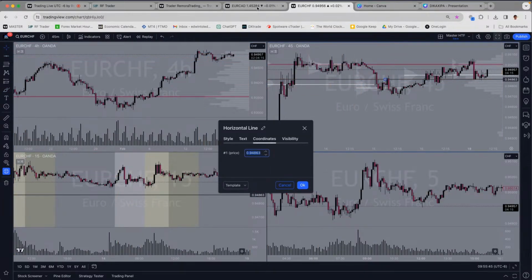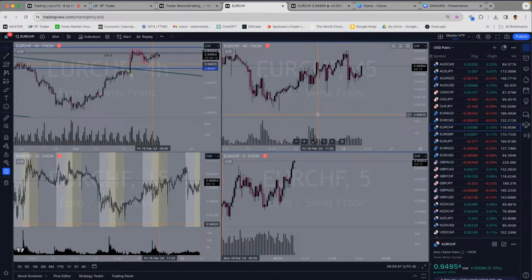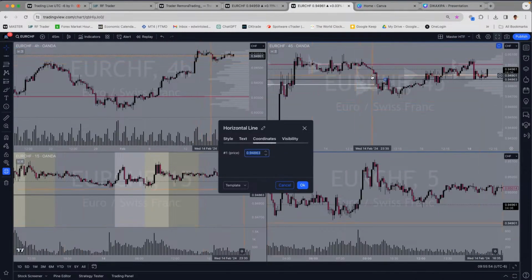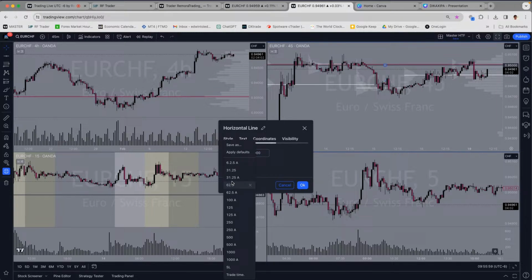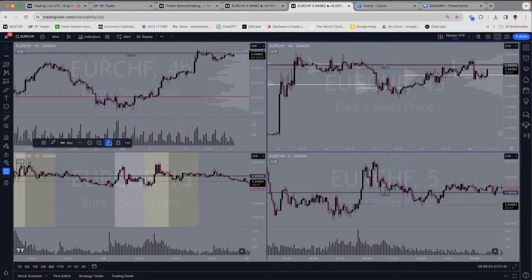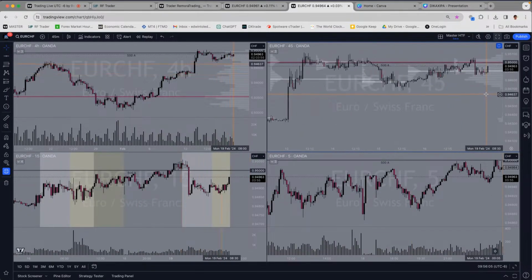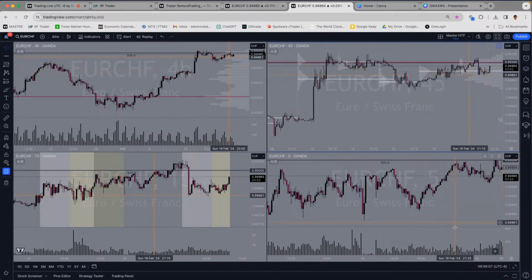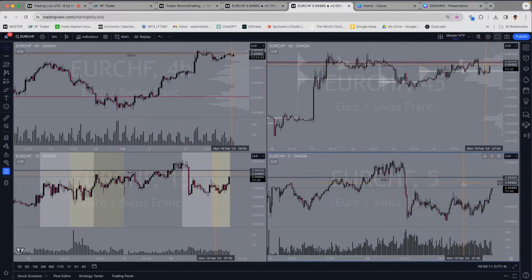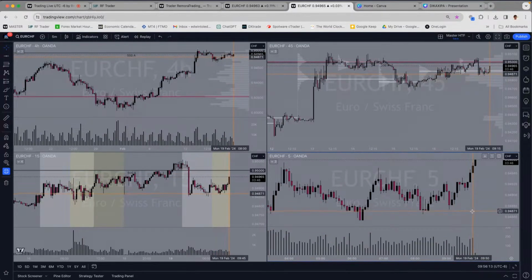What am I doing? It's 95. Wow. This pair is crazy right now. It is trying to retest a very nice point with nice volume but nice wicks too.